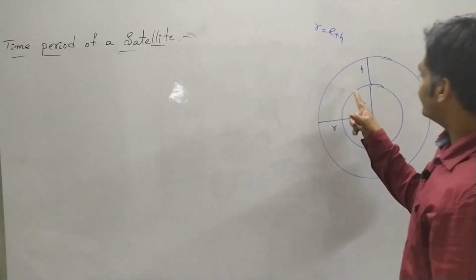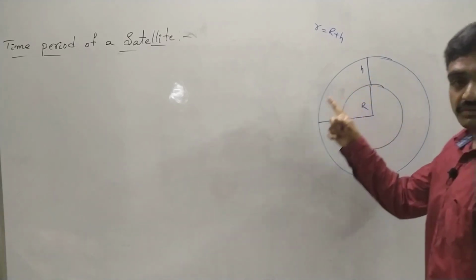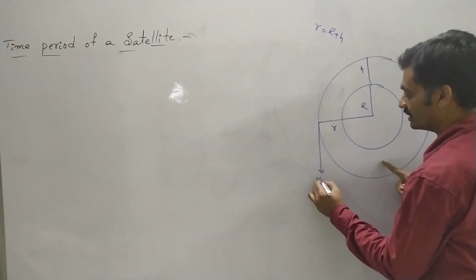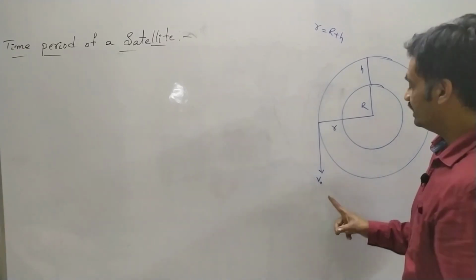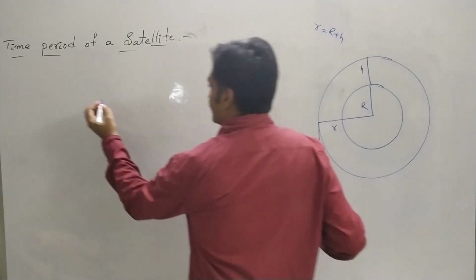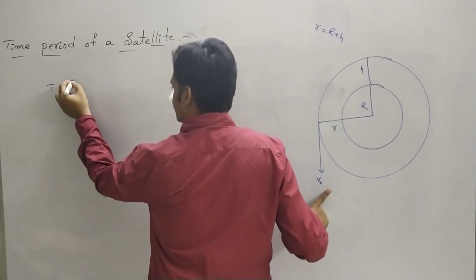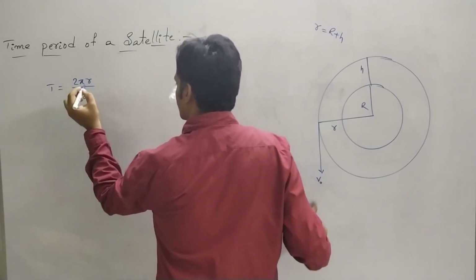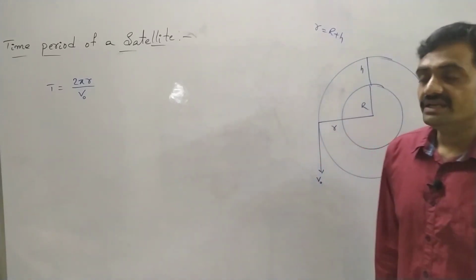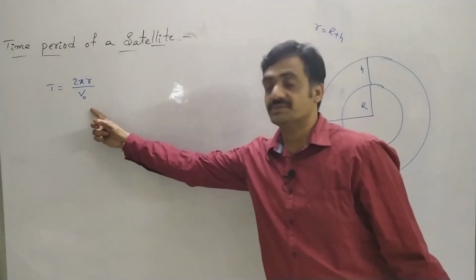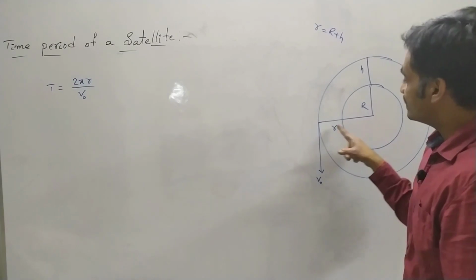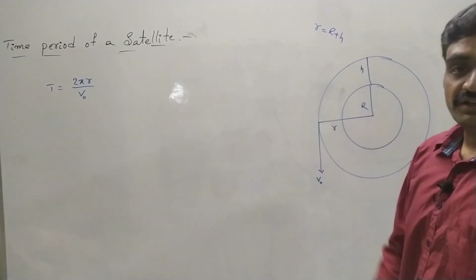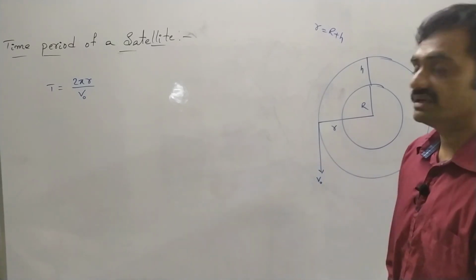Now when this satellite is revolving around the planet with a speed v0, the time period of this satellite is represented as T equals 2 pi r by v0, where v0 is the orbital speed and r is the distance of the satellite from the center of the planet.